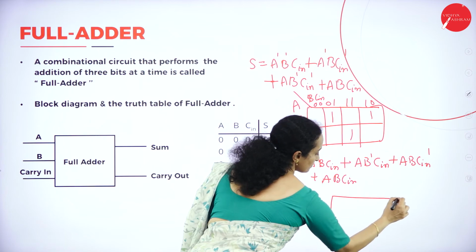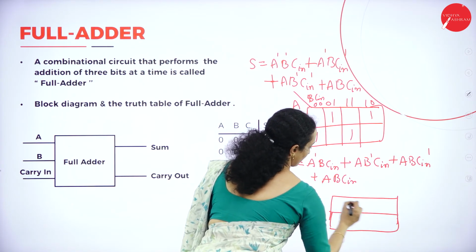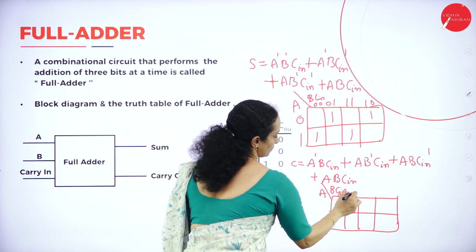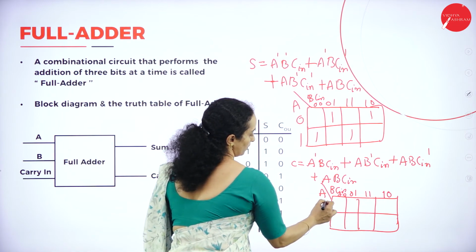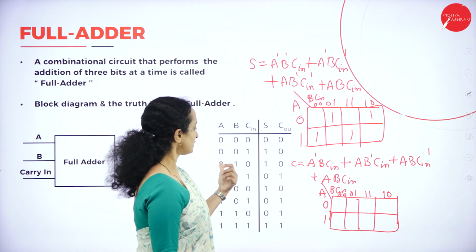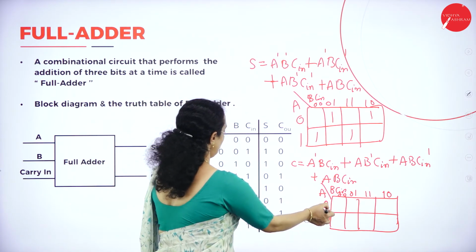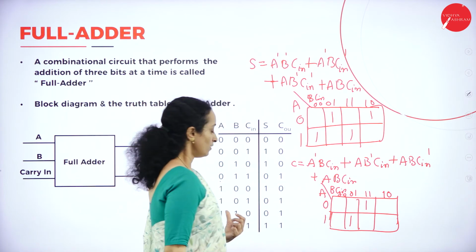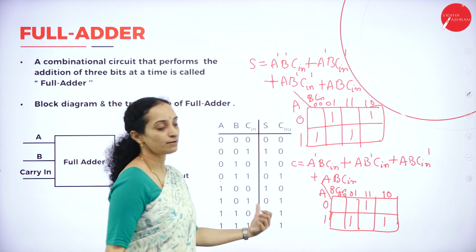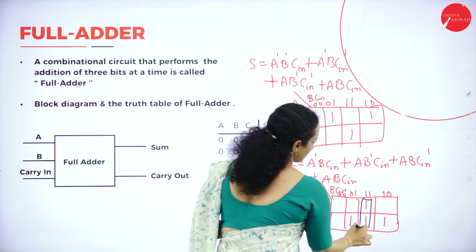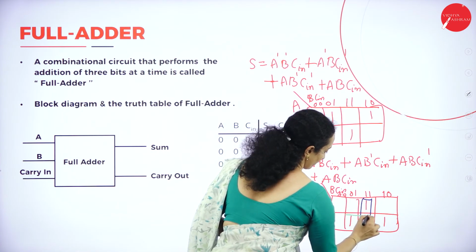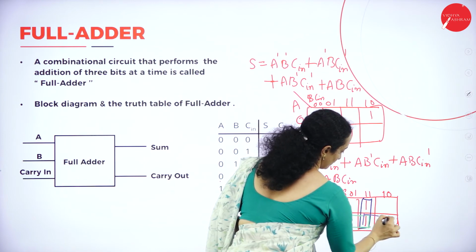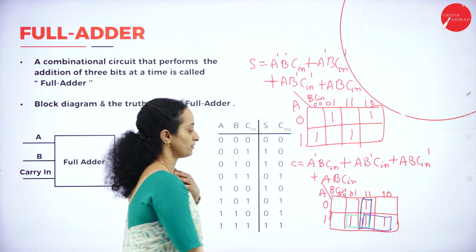Let's check with the K map. We have A, B, C in, with 00, 01, 11, 10. Here we have the ones at 011, 101, 110 and 111. We can group these, so we can make three groups from these ones.